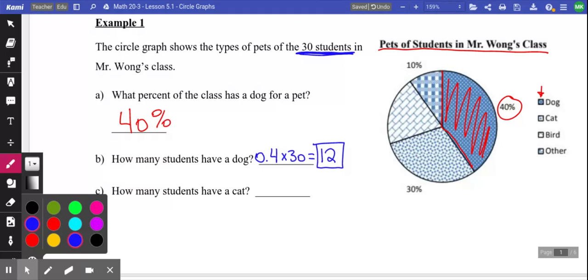The last question, how many students have cats? Cats is this one right here, which would be this pattern. It says 30% have cats. They asked how many though, so we have to go 30% as a decimal, 0.3, times the 30 kids that are in the class. If you do that, you should get, I think it's 10, you get 9. Good thing I put it in my calculator, I would have got that wrong. 9 kids have cats. Cool. That's the basics of a circle graph.